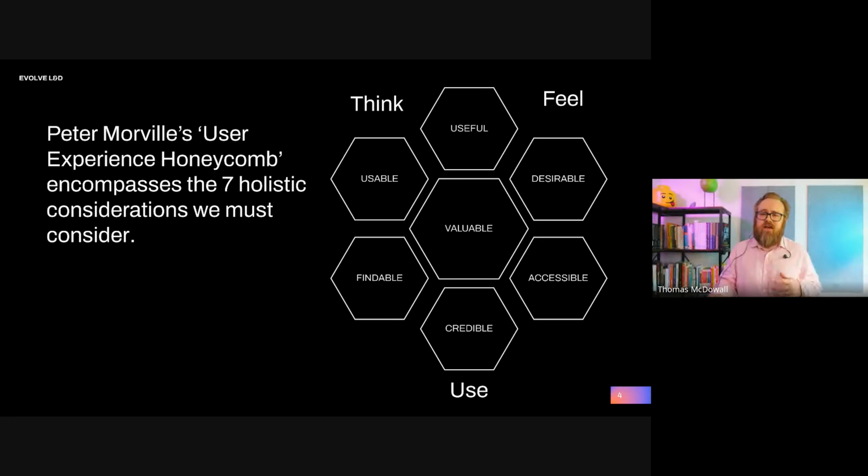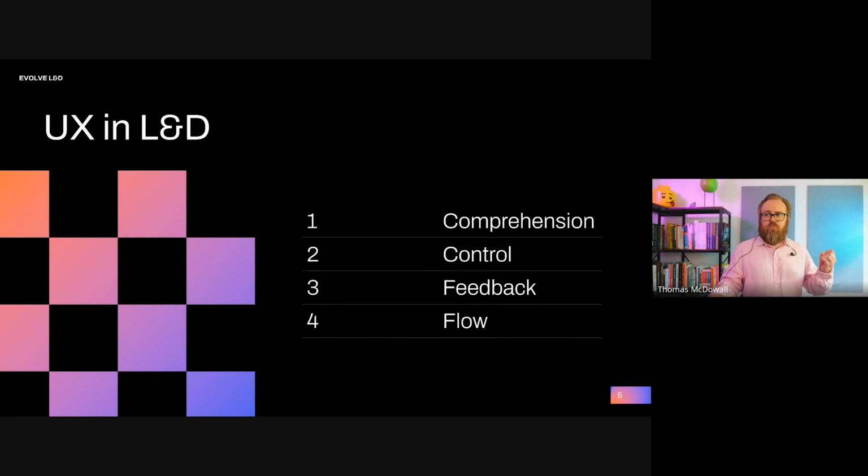Specifically in our space, I like to think slightly smaller and think about 4 overriding principles, which is comprehension, control, feedback, and flow. Now, these are exactly what they sound like. Comprehension. Can the user understand the stuff? Can they see what they're doing and why they're doing it and understand how to move forwards? Really, really simple. And yet, how many pieces of content have you accessed in your career and gone, I don't quite get what you're asking me to do here?